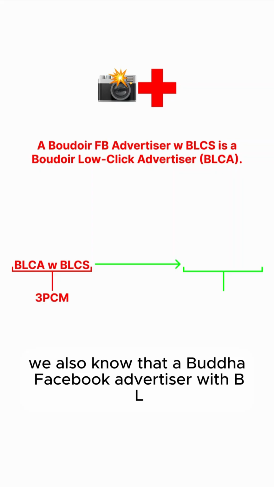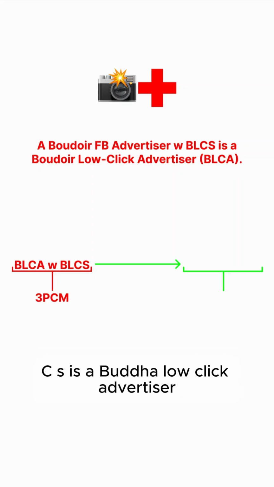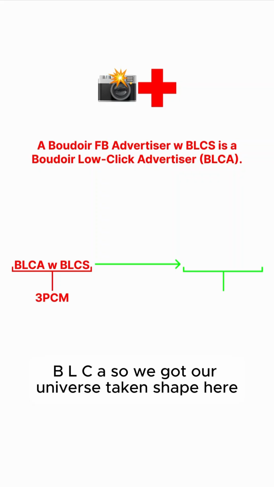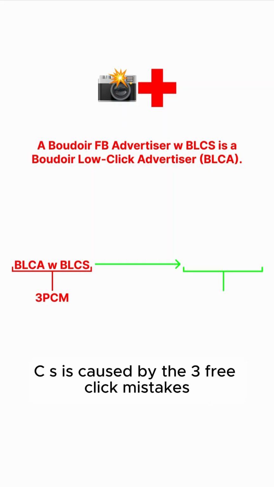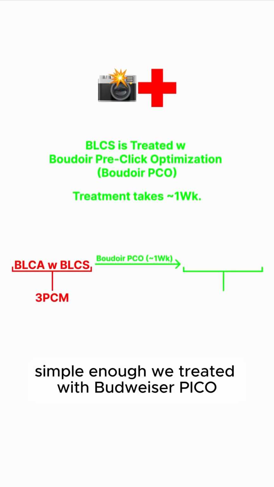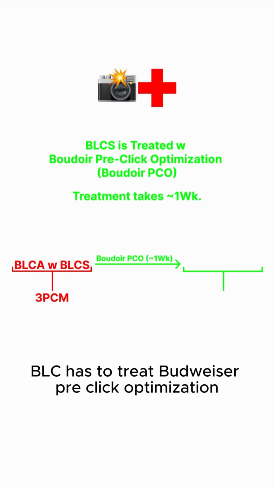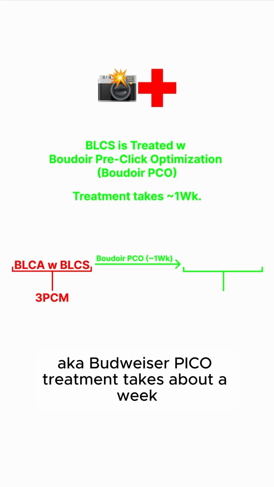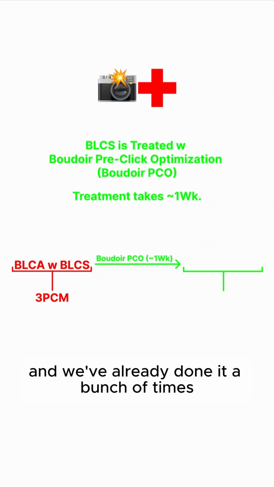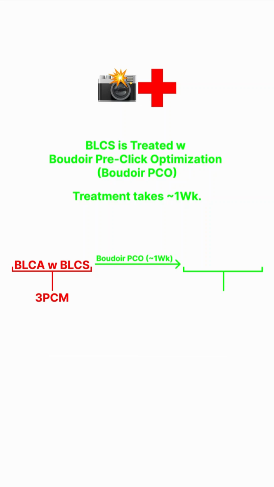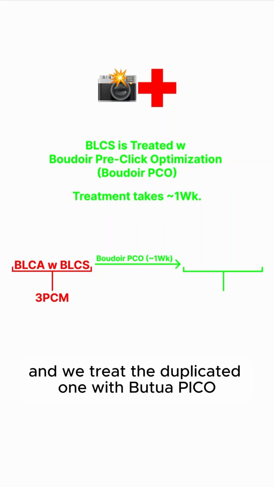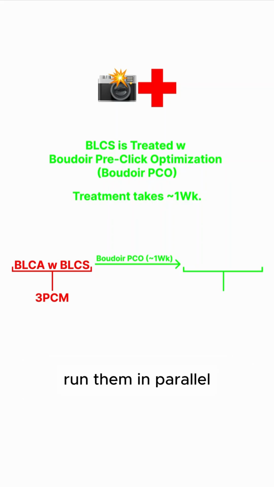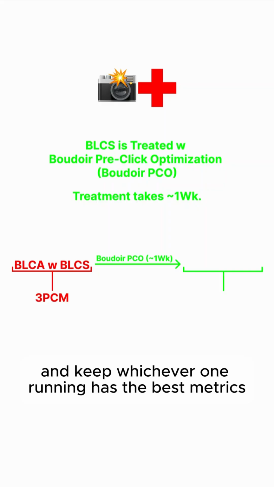We also know that a Boudoir Facebook advertiser with BLCS is a Boudoir low-click advertiser, or BLCA. So we got our universe taking shape here. A BLCA with BLCS is caused by the 3 pre-click mistakes. Simple enough, we treat it with Boudoir Pico. BLCS is treated with Boudoir pre-click optimization, aka Boudoir Pico. Treatment takes about a week. We know this because we invented it, and we've already done it a bunch of times. We simply duplicate the original ad that has BLCS, and we treat the duplicated one with Boudoir Pico, run them in parallel, and keep whichever one has the best metrics.